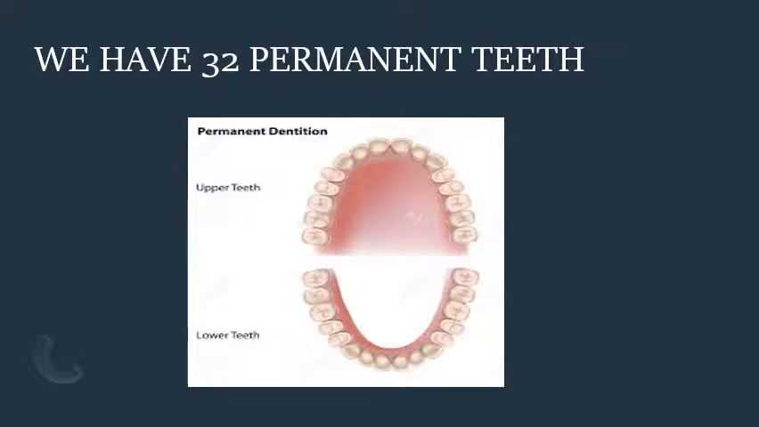So we have 32 permanent teeth. How many milk teeth did we have? We have 20 milk teeth. You can count also now in your own mouth. Touch your tongue to each tooth, and if you count, you will have 20 teeth only.